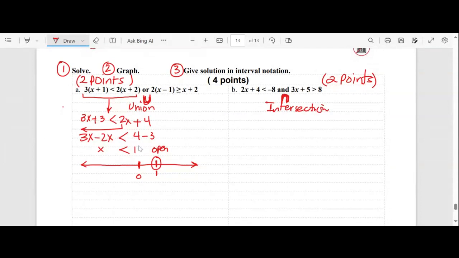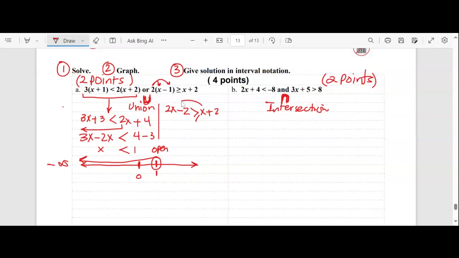Okay, so it's open. Now it's going where? To negative infinity. Now, what about the second one here? You need to do the same thing. So you're going to distribute the 2. You're going to get 2 times x minus 2 greater than x plus 2.